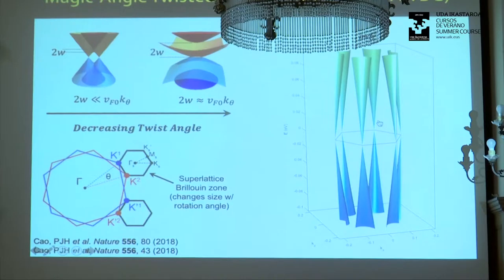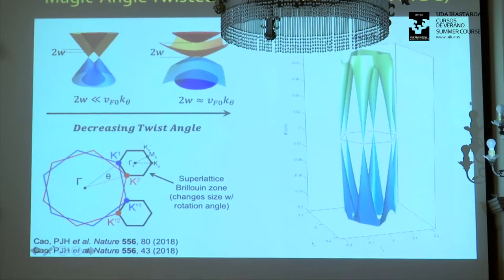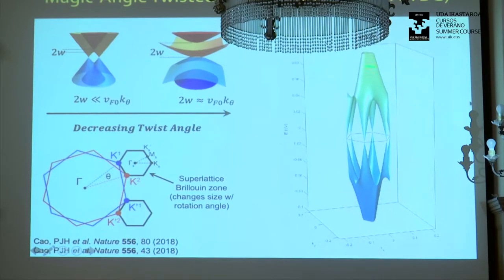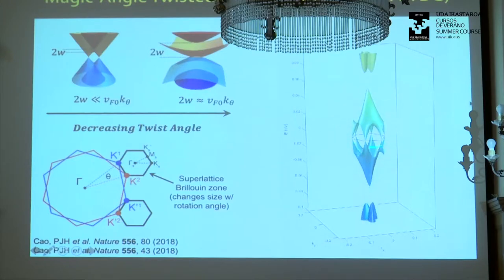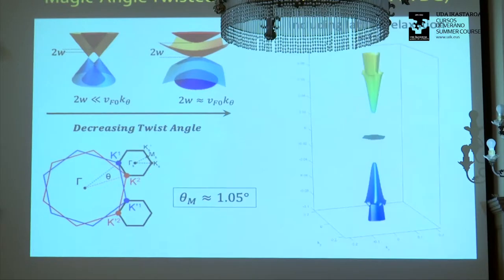As you rotate towards smaller angles, you see that the Brillouin zone decreases, and then the energy bands get massively reconstructed. You have gaps, and this set of flat bands which become very flat at about 1.1 degrees. Including lattice relaxation, this is more or less the angle. And this is the basic physics that I told you about yesterday.